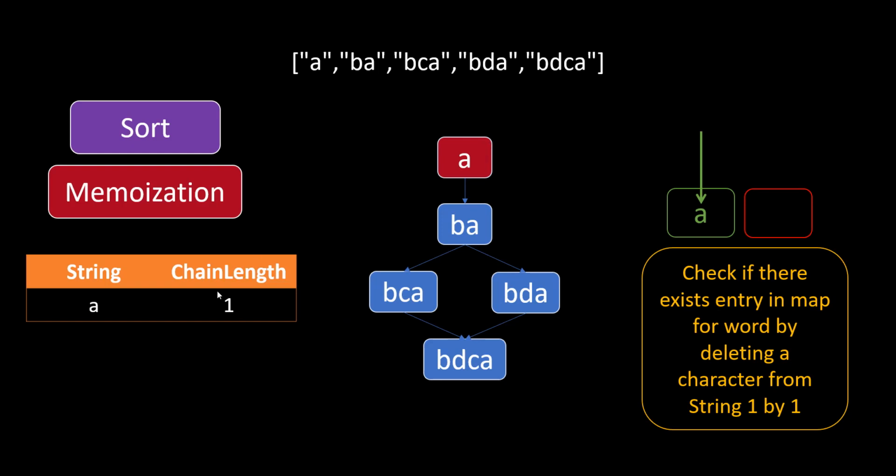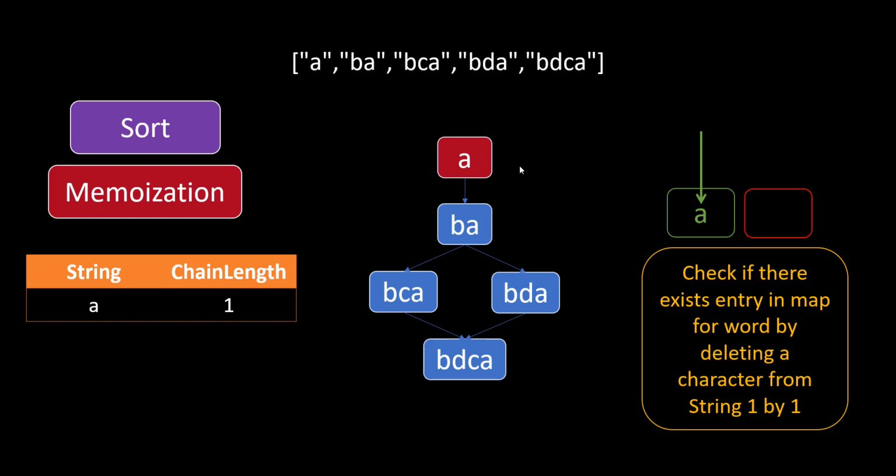So 1 would be our default length of the chain, and now we'll start deleting the characters from this particular string to see whether the smaller string exists in our map or not. If that exists, we can use the result for that particular string instead of recalculating it. So let's see how we can reuse the result too.